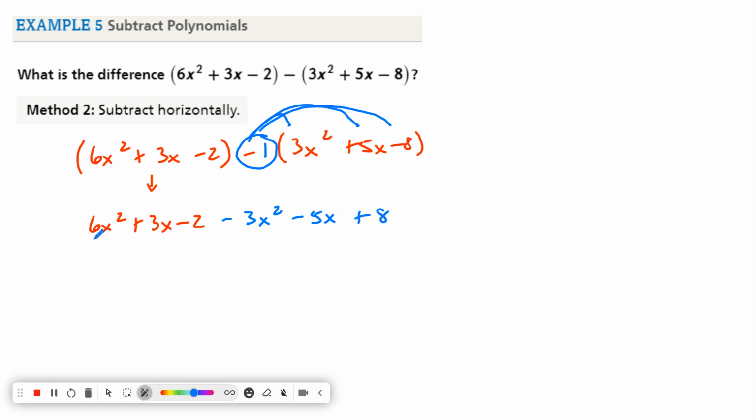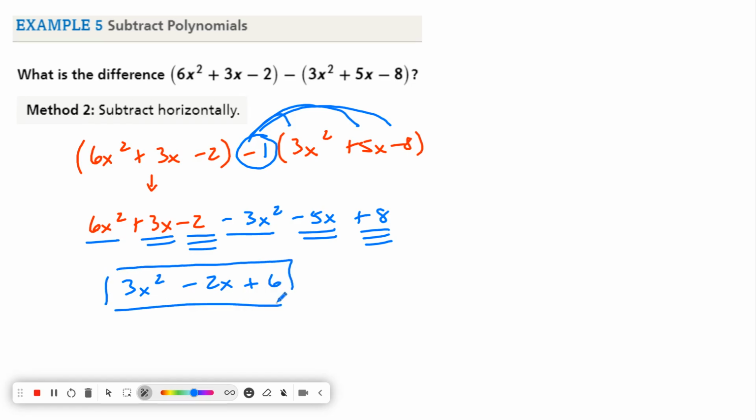And now I just do the underlining, right? So start with the highest power of x. I see 6x squared. I see a negative 3x squared. 6 minus 3 is 3x squared. Then I see a positive 3x and a negative 5x. More negatives. That's a negative 2x. And then negative 2 and positive 8. There's more positives. So that's a positive 6. And you get the same answer.